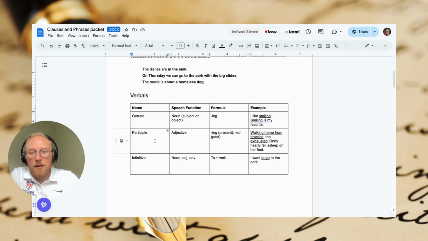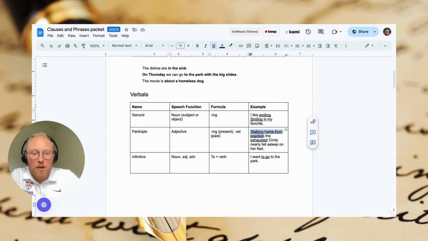Participles. This can also be tricky because participles can also end in ing, but instead of functioning as a noun, they're functioning as an adjective. Participles can also end in ed. So you can see these examples here. Walking home from practice, the exhausted Cindy nearly fell asleep on her feet. So I actually have two participles in this sentence. This one is what we call a past participle. It ends in ed, right? And this is just a participle by itself. Here I actually have a participial phrase, a whole phrase describing Cindy walking home from practice.